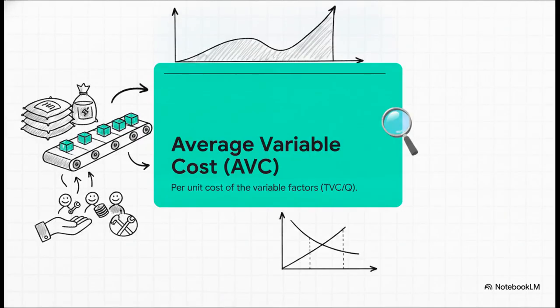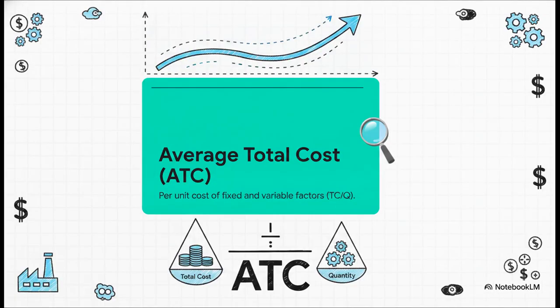Our second character is average variable cost, or AVC. Unlike your fixed costs, these are the expenses that bounce up and down directly with your level of output. Stuff like the raw materials you consume or wages paid to temporary workers. You calculate this one by dividing your total variable cost by the total units produced. And finally, we have average total cost, sometimes just called average cost or ATC. This is the big picture. It's the per unit cost of absolutely everything, both fixed and variable factors combined. You get this overarching metric by taking your grand total cost and dividing it by total units of output.